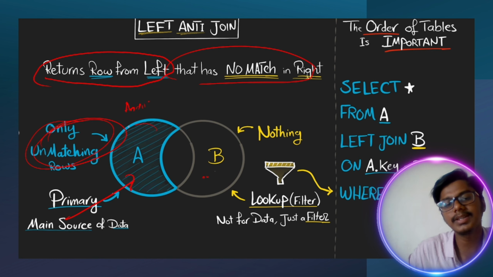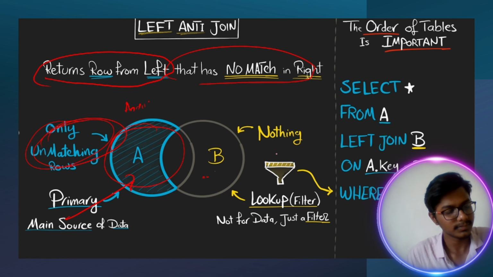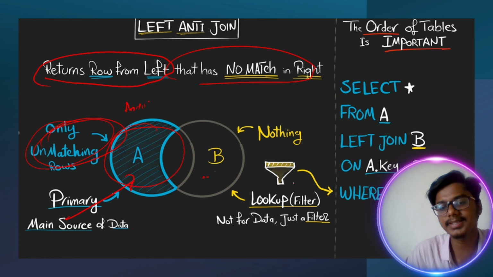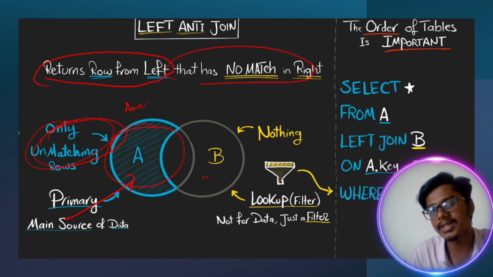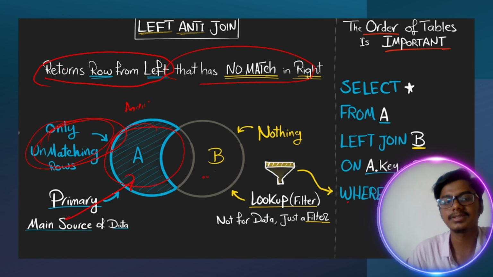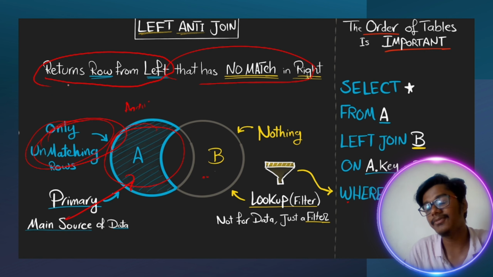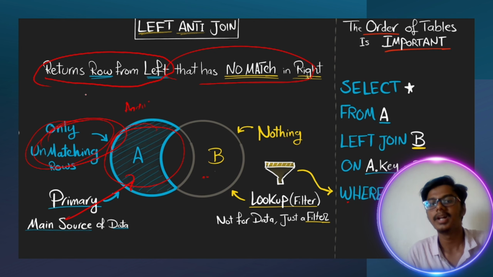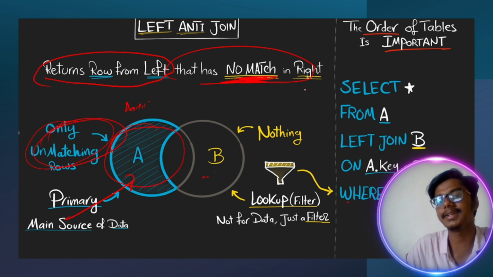Here I want to see only the unmatching rows. We are just filtering the data based on conditions, using the WHERE clause. Where b.key is null returns rows from the left that have no match in the right. That's what I'm going to say.